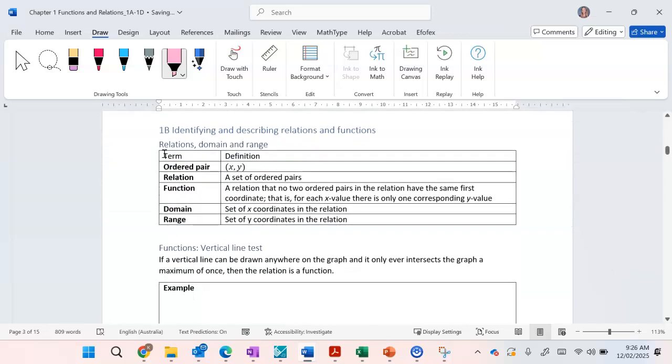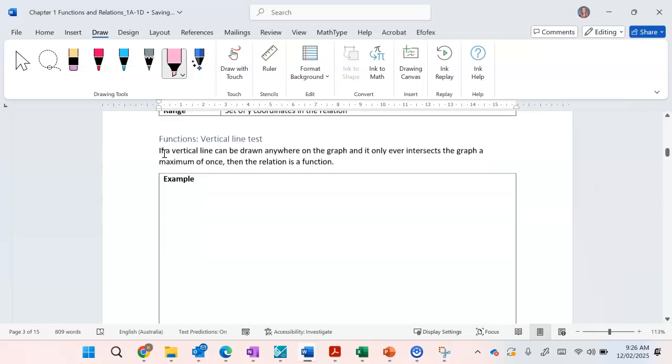So identifying and describing relations and functions. All right, so the main difference between a relation and a function is a relation is a set of ordered pairs. So it may be a set of coordinates. And a function, and I'm just going to read the definition here, is a relation that no two ordered pairs in the relation have the same first coordinate. That is, for each x value, there is only one corresponding y value. So we'll get back to the domain and range in a second.